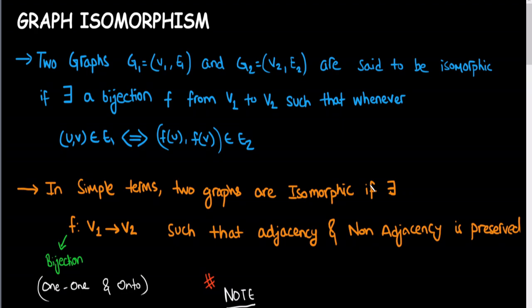So in simple terms, two graphs are isomorphic if there exists a function that is a bijection, and to recall, a bijection is a function that is one-to-one and onto. So it's injective and surjective. So f is such a function, and it goes from your first vertex set V1 to your vertex set V2, and if this function exists such that adjacency and non-adjacency are preserved, then we say that the graphs are isomorphic.